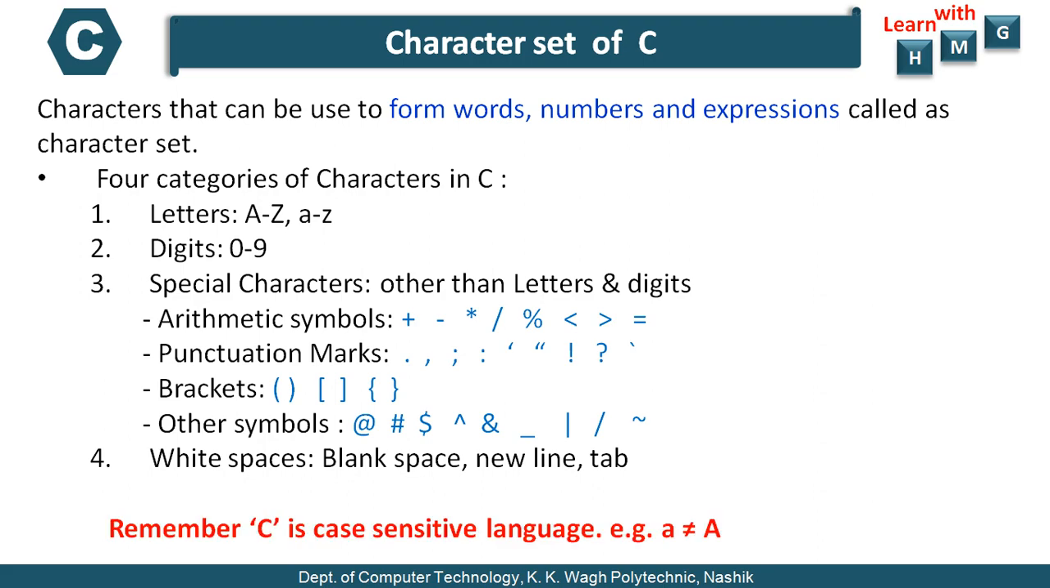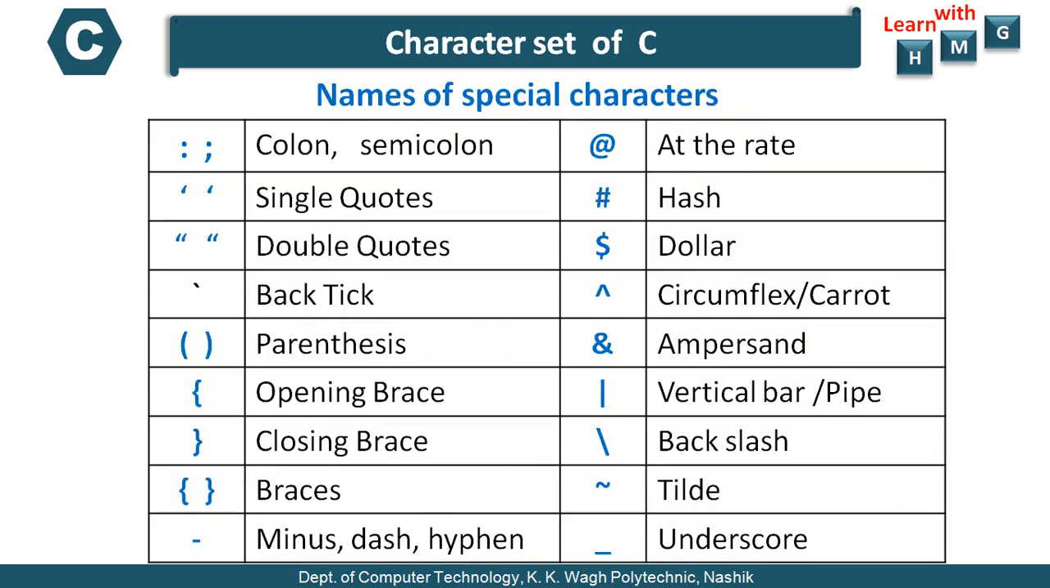Remember one thing: the C language is a case sensitive language. That means whenever you are using letters or alphabets, the small letters are not equal to the capital letters, and the C compiler considers these lowercase and uppercase letters as different. These are some special characters.